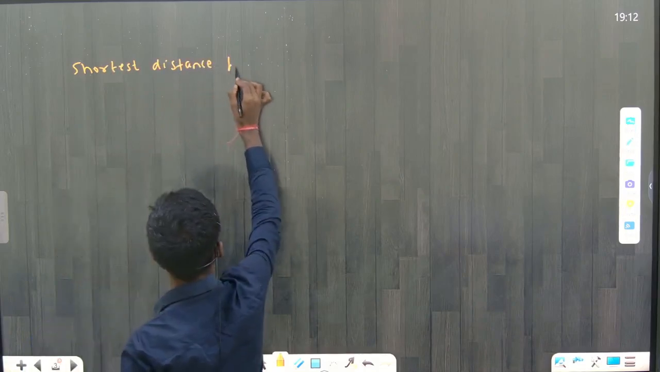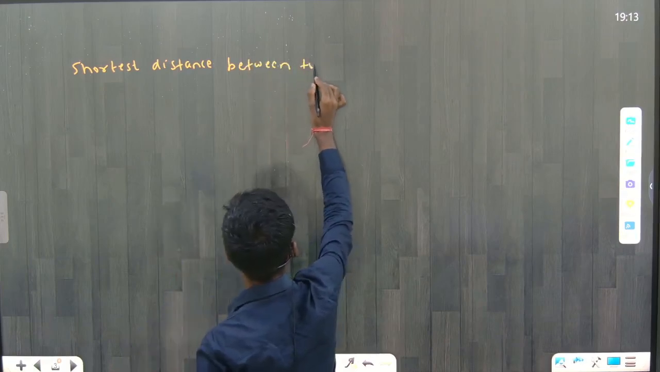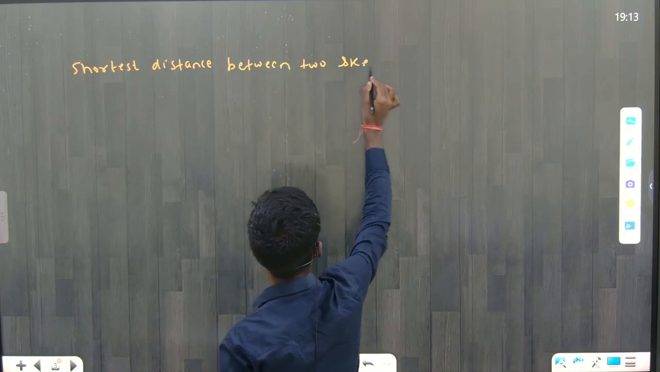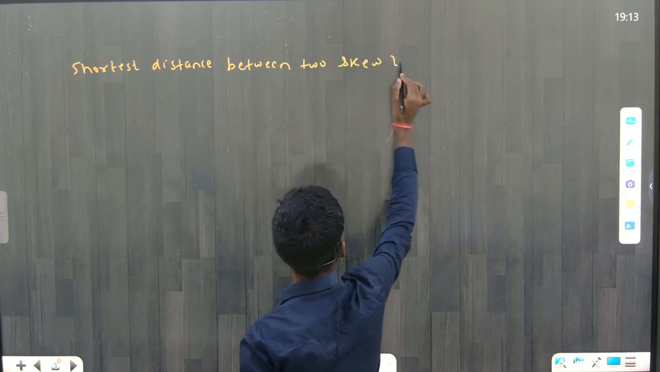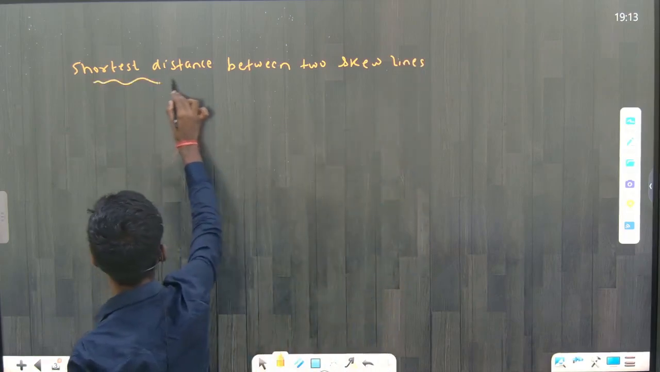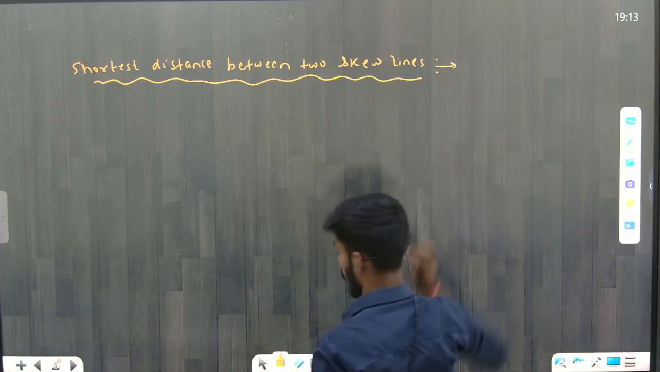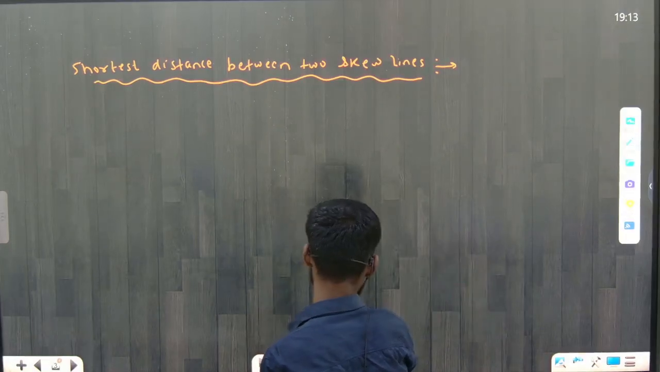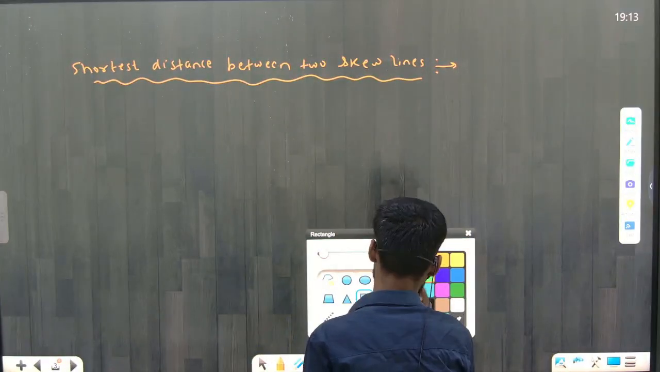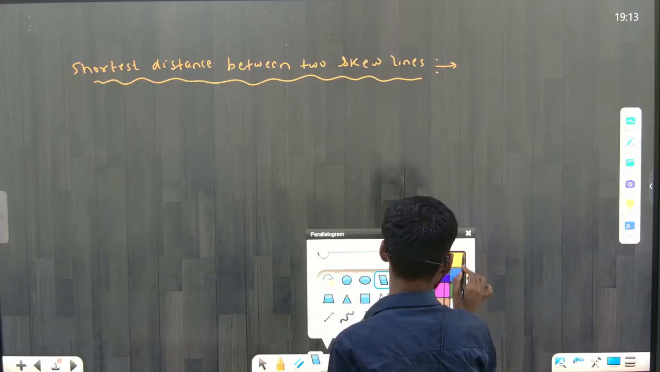Shortest distance between two skew lines. Shortest distance between two skew lines. Okay. Shortest distance between skew lines. So first of all, we assume two planes, that is plane P1 and P2.